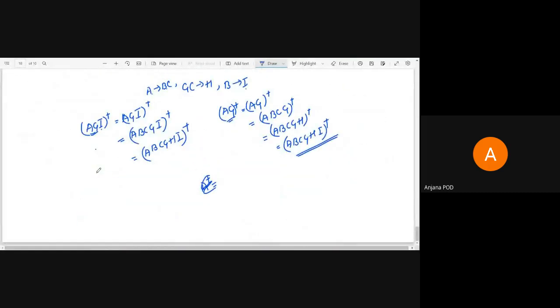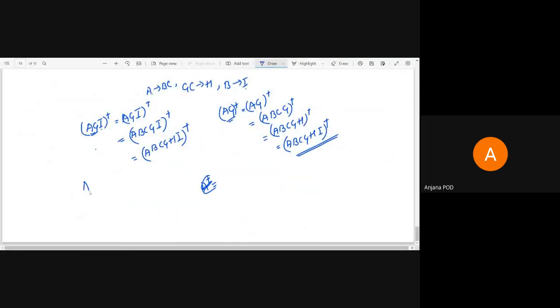Ma'am, in this, AG is a super key as well as a primary key, because we said that a primary key is a super key. And ma'am, this A plus, we can get it. Okay, let's check for A plus.